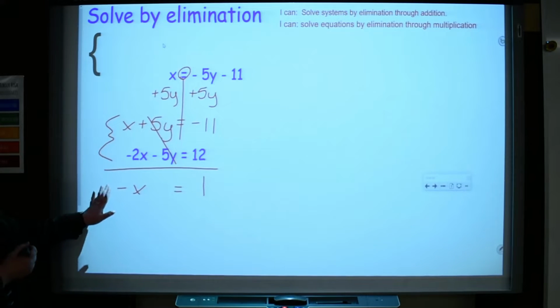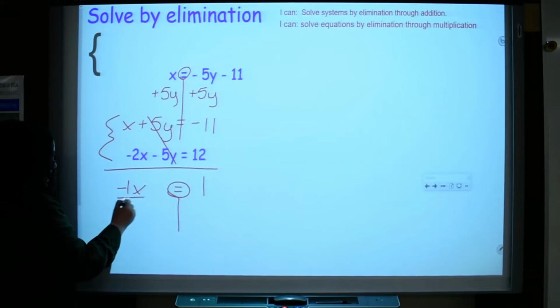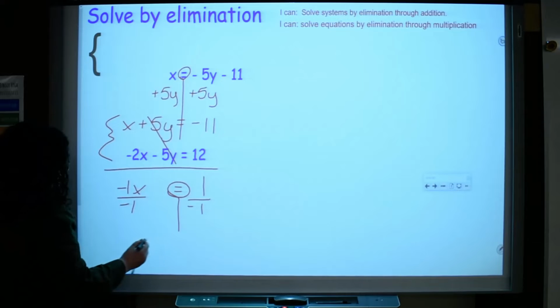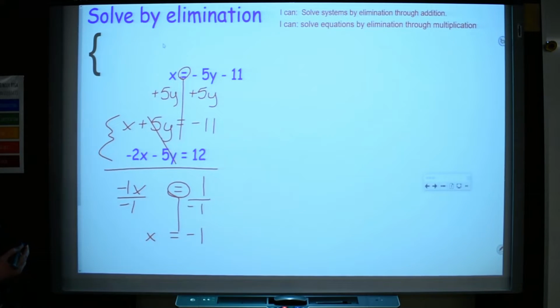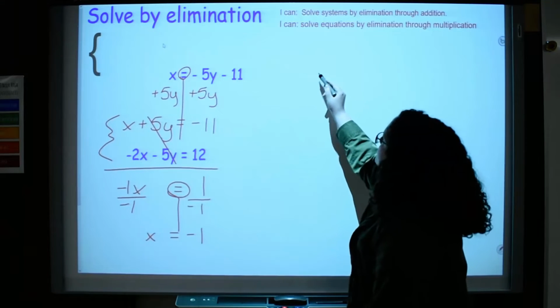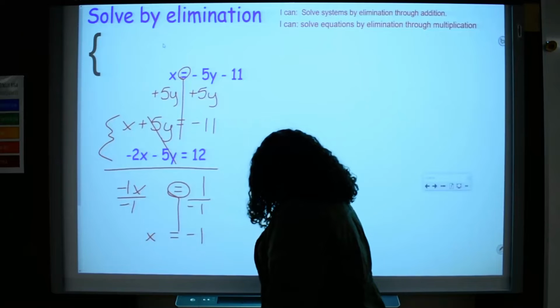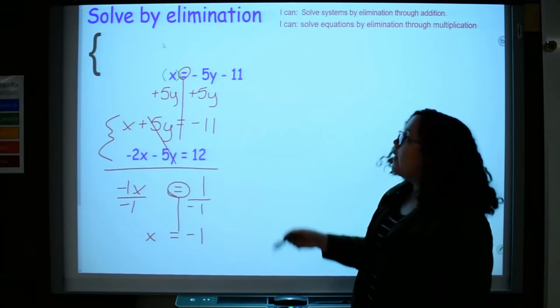Now remember, this is a negative 1 as our coefficient here. So divide by negative 1, divide by negative 1. X equals negative 1. Nice. Halfway there once again. I'm going to pick probably that one. So instead of the x, let's change the color. Instead of the x, I'm going to substitute in my negative 1 to solve for y.